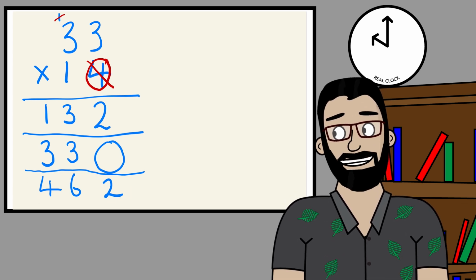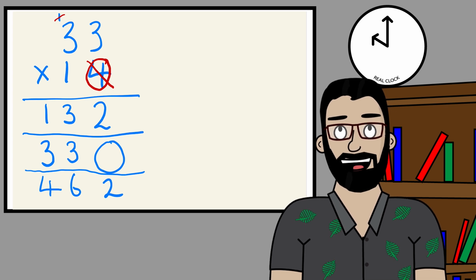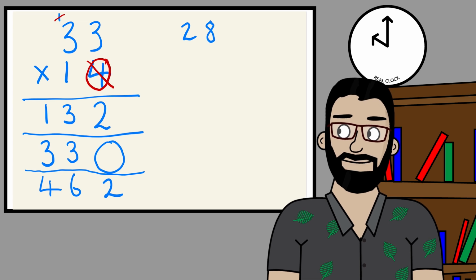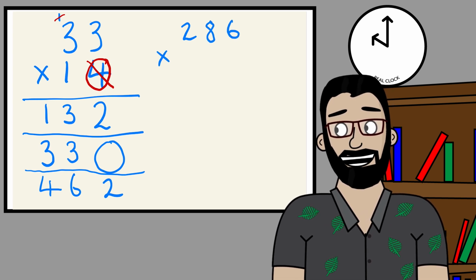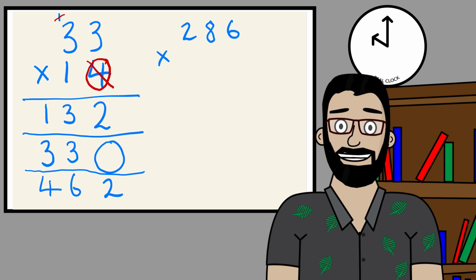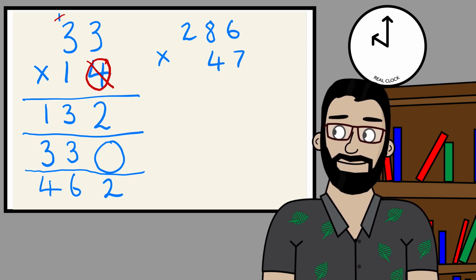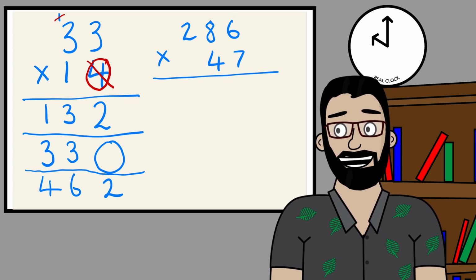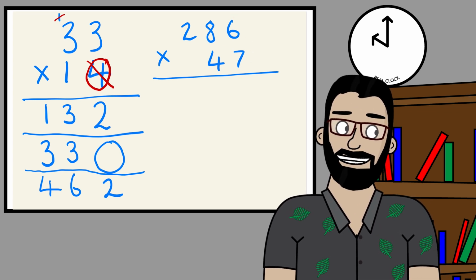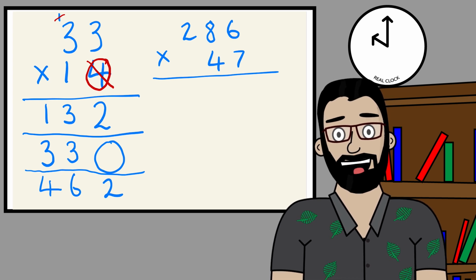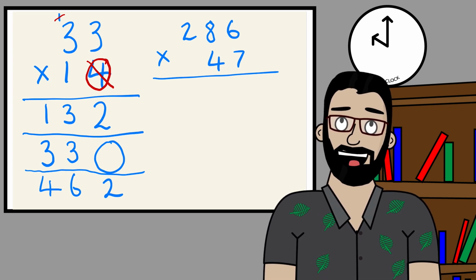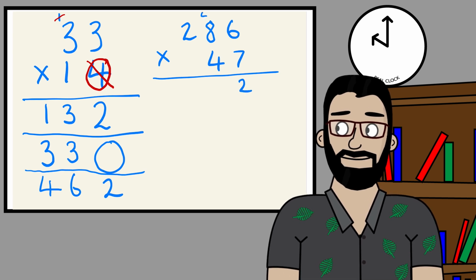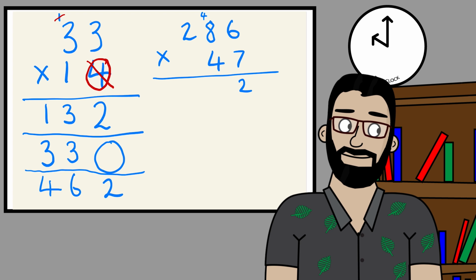So now, just to make sure that you guys have it, let's do another one. Let's go with a 3-digit number. Let's go with 286 times, let's choose something a bit higher than last time, 47. Now the first step is we do 6 times 7. Well, I know that 5 times 7 is 35, plus the extra 7 because it's now 6 times, that's 42. So I'm going to put down the 2 and carry the 4.